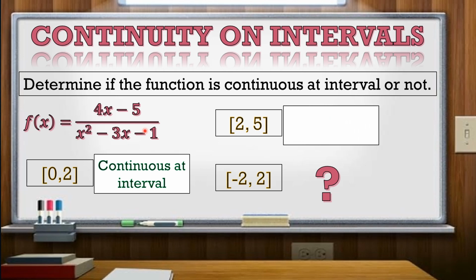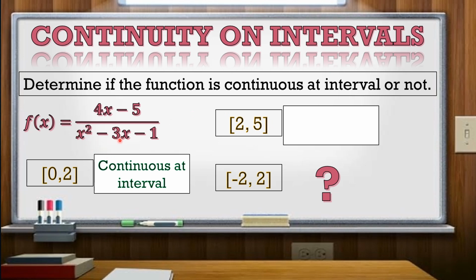So may naiwan pa negative 1. So continuous din yung 3. How about 4? We have 16. 16 minus 12, that is 4 minus 1, that is 3. Continuous din siya. How about 5? We have 25 minus 15, that is 10 minus 1, that is 9. So continuous din siya. So continuous din po yung [2, 5] na interval natin.